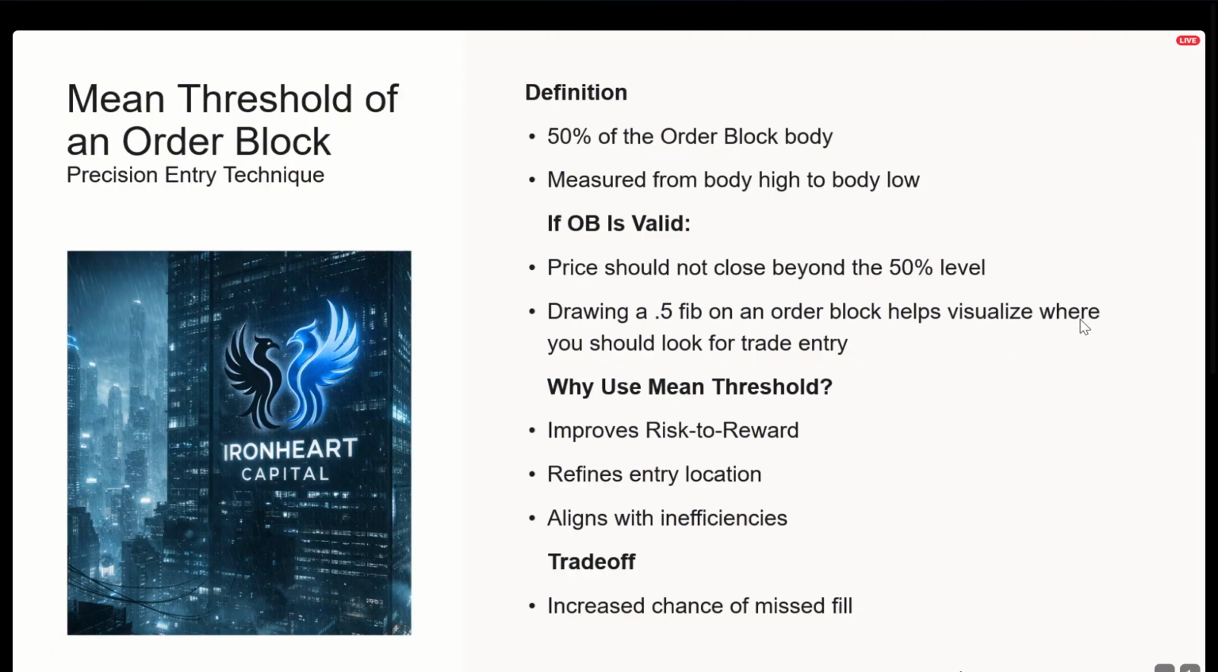So again, most important, drawing a 0.5 fib on an order block helps you visualize where you should start to look for a good trade entry. That doesn't mean you can't enter as soon as it's retested. It doesn't mean that you have to even wait for it to be retested. You could trade continuation. You could trade out of a fair value gap. But that 50% mark is going to give you an idea of where the best entry is going to be.